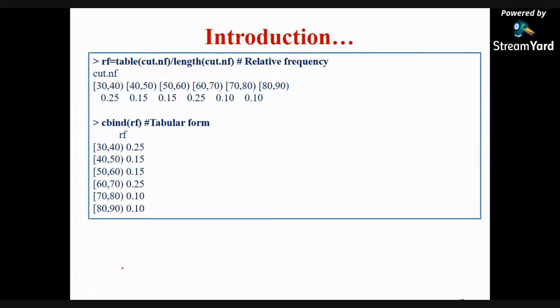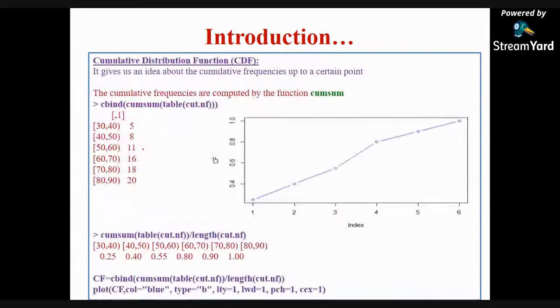Similarly, for relative frequency, it is table divided by length. The length means the total number of frequencies. So I get a relative frequency automatically. I need not bother. And similarly, if I want to have a tabular view, I can write cbind, and I have stored this as RF, meaning the relative frequency. So this is how I get the relative frequency as well.